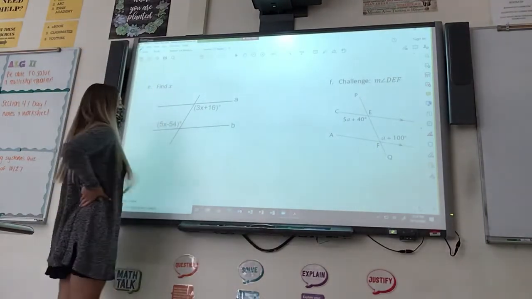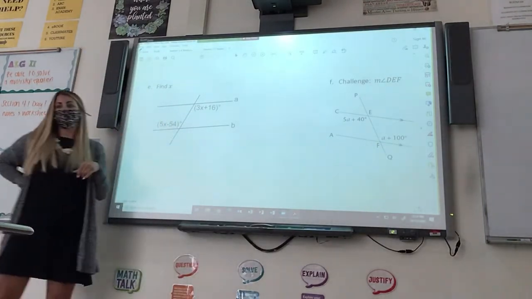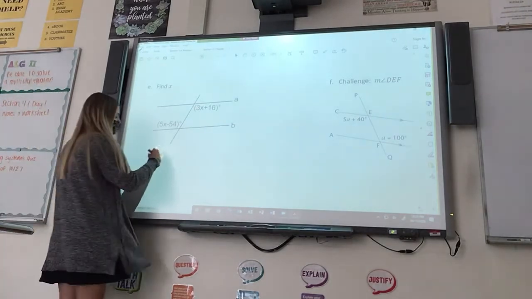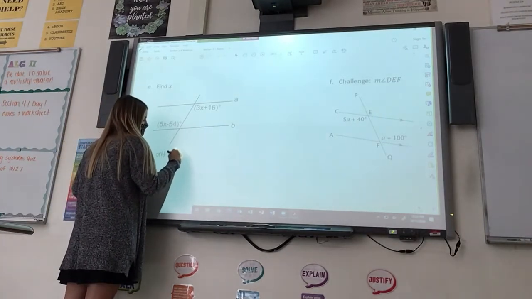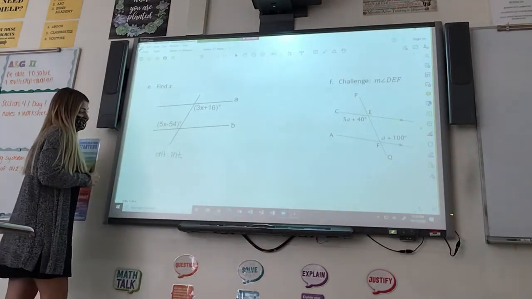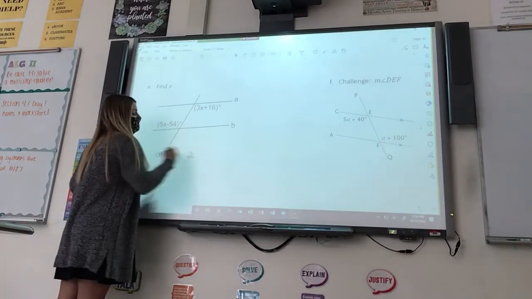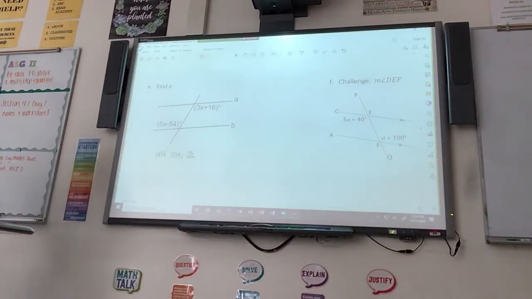Alright. How are these angles related? They are alternate interior. What do we know about alternate interior angles? They are congruent. What do we do to congruent things? We set them equal.